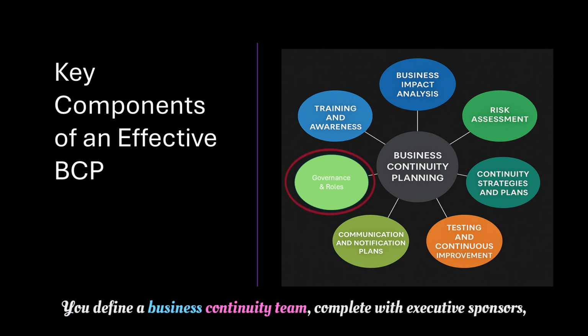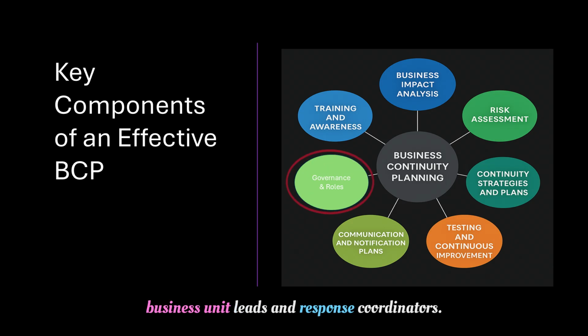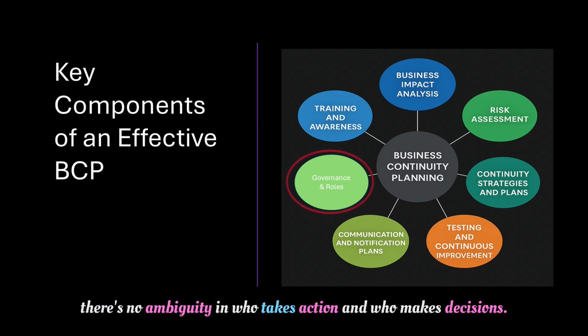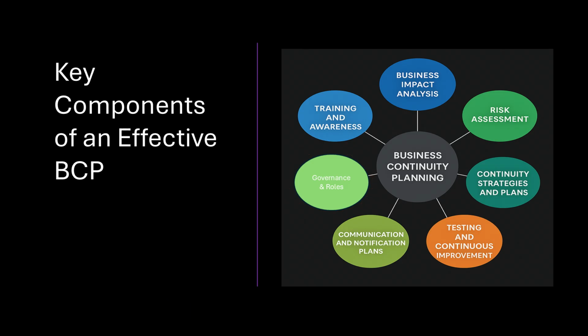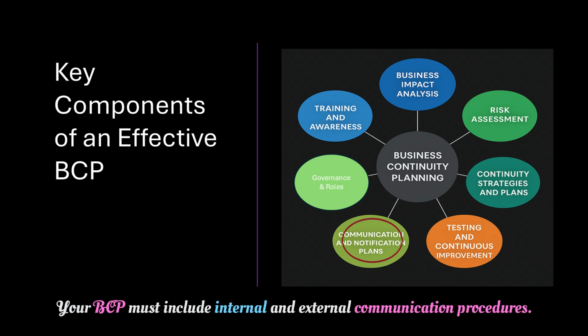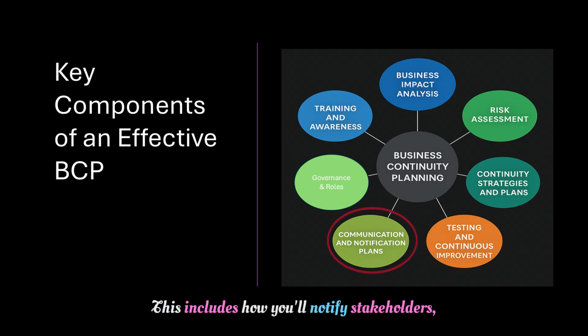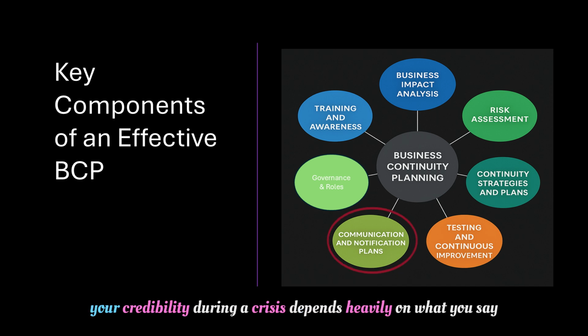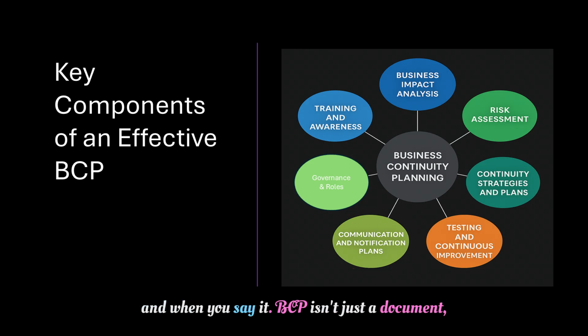You define a business continuity team, complete with executive sponsors, business unit leads, and response coordinators. Clear ownership ensures that when a disruption occurs, there's no ambiguity in who takes action and who makes decisions. Your BCP must include internal and external communication procedures. This includes how you'll notify stakeholders, inform regulators, and maintain customer confidence during incidents. As a leader, your credibility during a crisis depends heavily on what you say and when you say it.